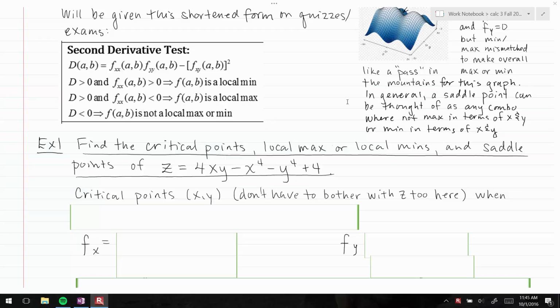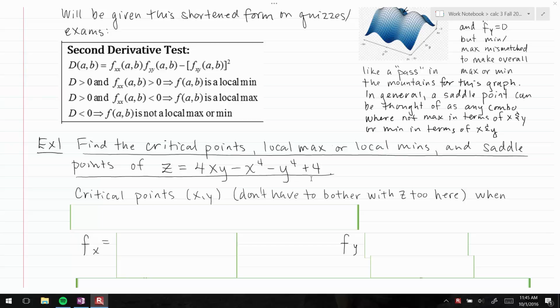Moving on in the notes, let's finally do an example here. Find the critical points, local maxes or local mins, and saddle points of z equals 4xy minus x to the fourth minus y to the fourth plus 4. So we're going to go through the steps I outlined in the previous recording.